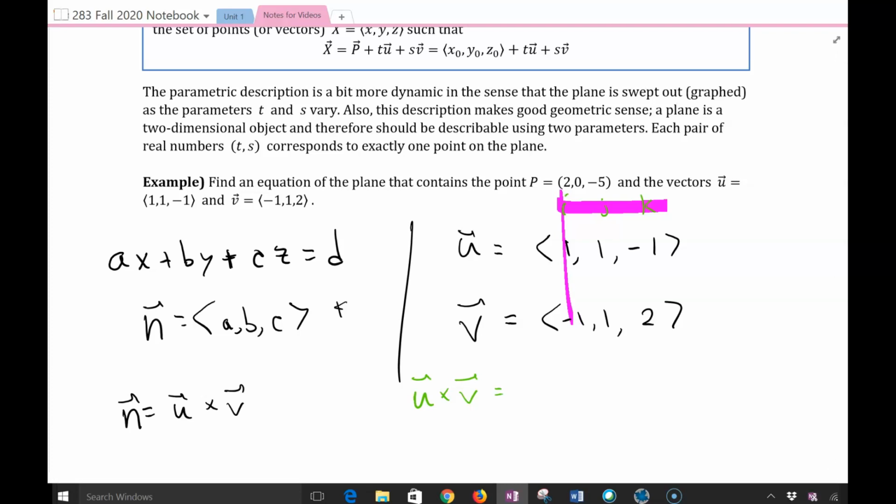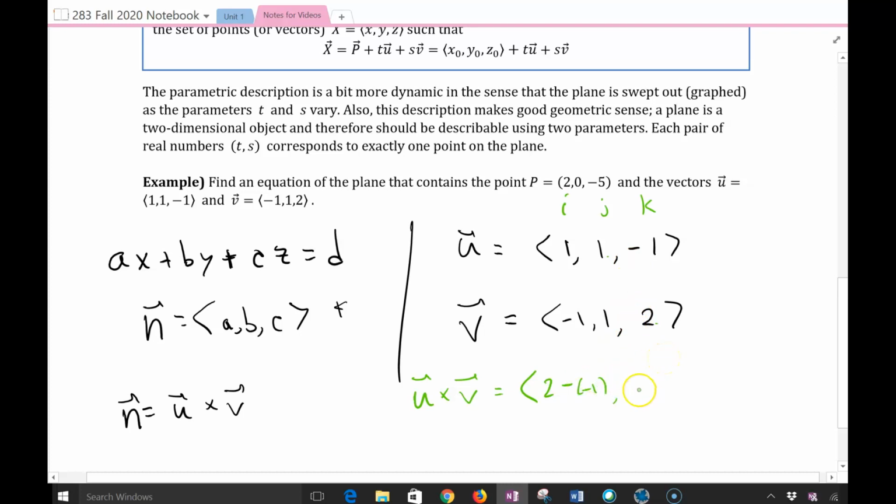Which will be 2 minus negative 1. So for our first component, we're multiplying 2 and 1 and 2 times 2... we're doing this multiplication minus this multiplication. So it's going to give us 2 minus negative 1.